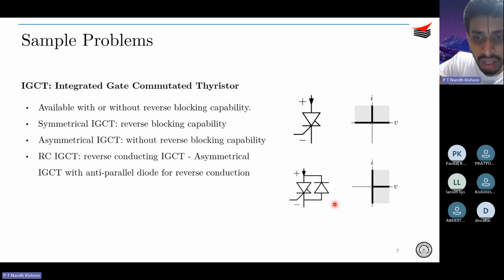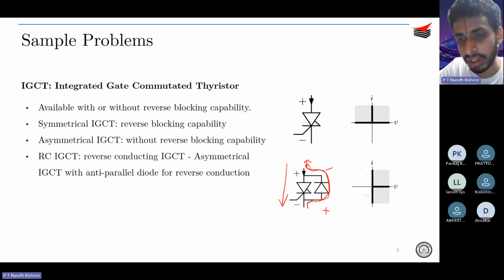Because let's say I apply a voltage something like this, then this device cannot block this reverse voltage. Why? Because once you apply this voltage, this diode gets forward biased and current will start flowing like this. That is the reason in the quadrant operation I have shown it is capable of bidirectional current conduction, right? It can conduct current from here to here, or it can also conduct through the diode from cathode to anode. So anode to cathode and cathode to anode are both possible. Bidirectional current conduction is possible, right?